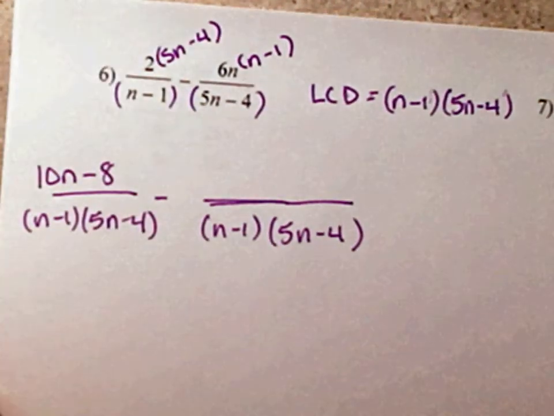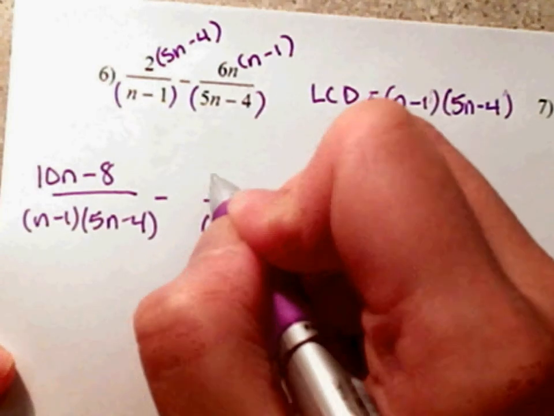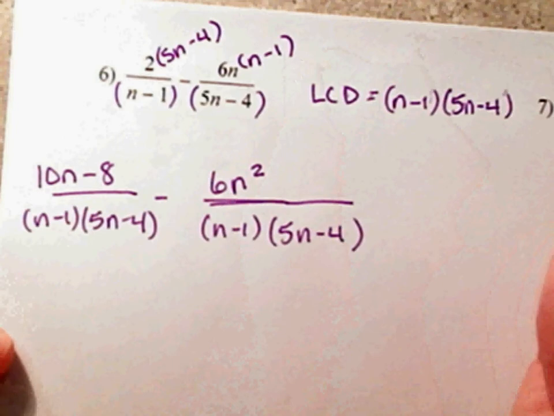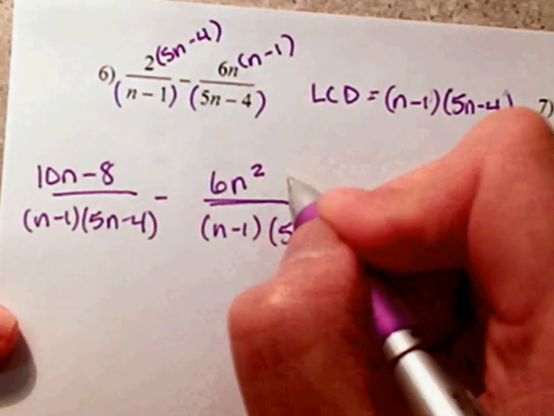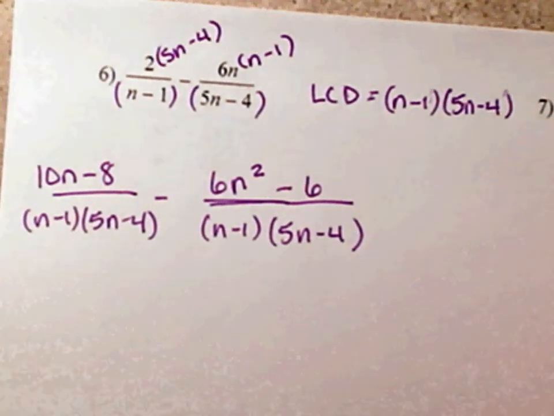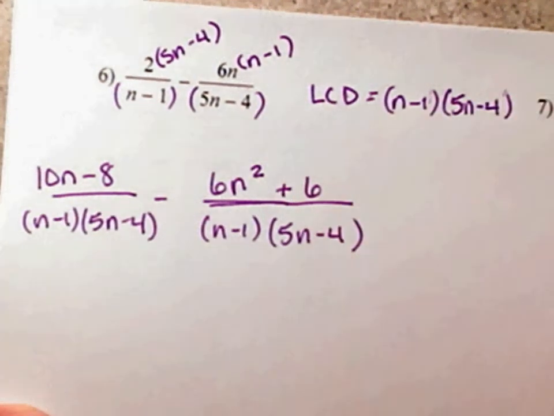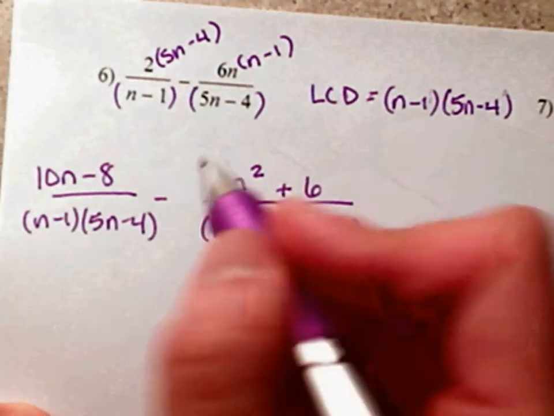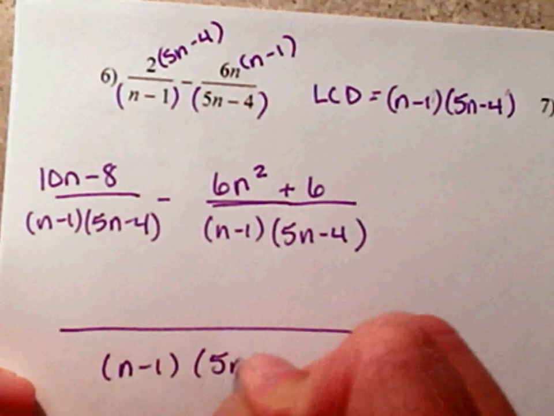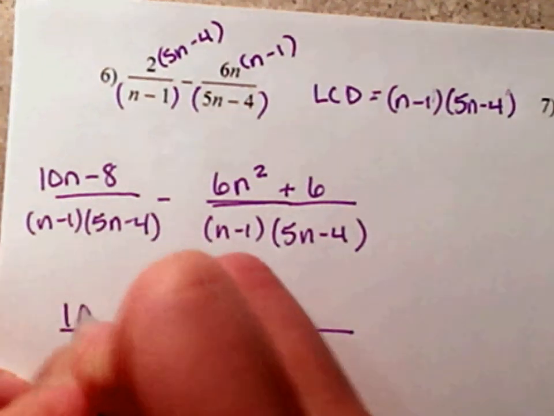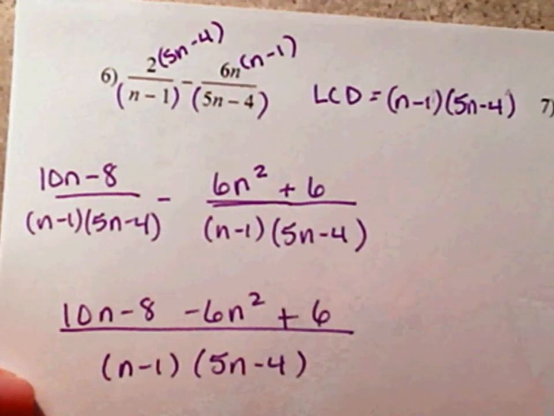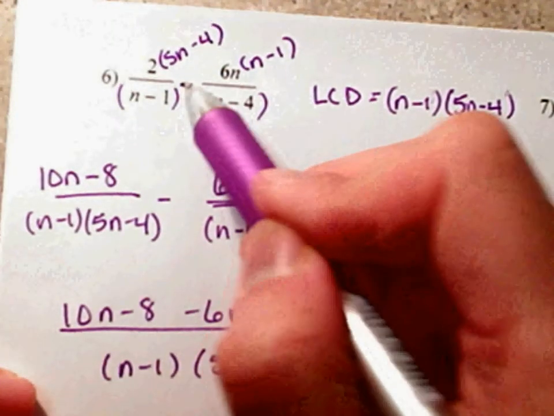So you'll have negative 6n squared, okay? Negative times a negative becomes a positive. Keep that in mind. But I'm going to keep it as negative 6 at this moment. Okay? So plus 6. There we go. Negative times a negative. Rewrite them as 1. So you have n minus 1 times 5n minus 4. 10n minus 8 minus 6n squared plus 6. Remember, there's a negative here. Negative times a negative makes that a positive.